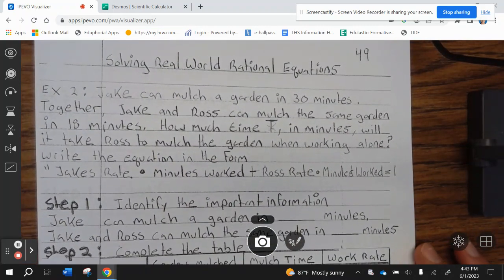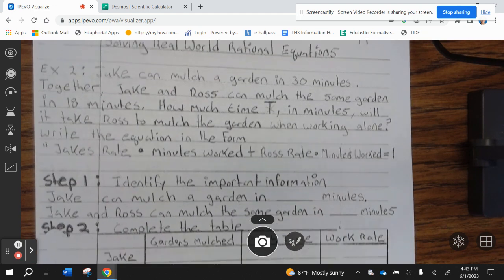All right, example 2. Jake can mulch a garden in 30 minutes. Together, Jake and Ross can mulch the same garden in 18 minutes. How much time t in minutes will it take Ross to mulch the garden when working alone? Write the equation to form Jake's rate times minutes worked plus Ross's rate times minutes worked equals 1.